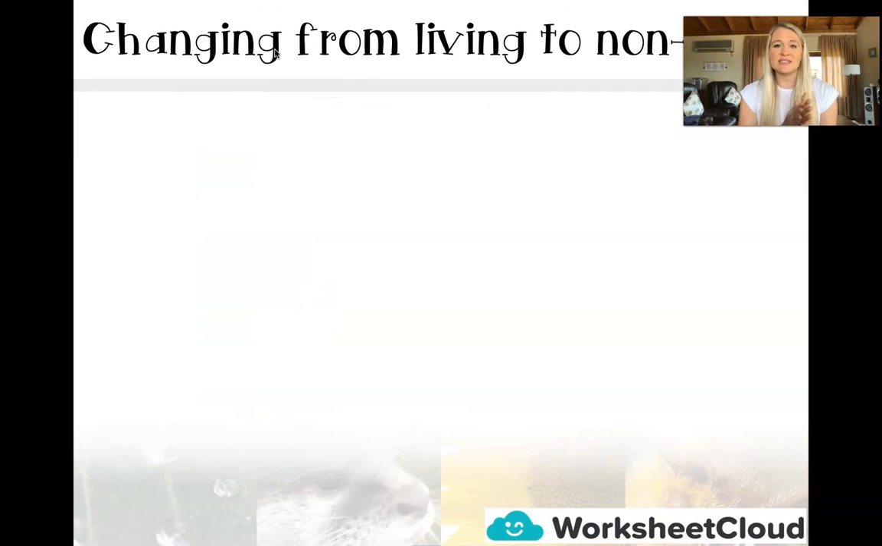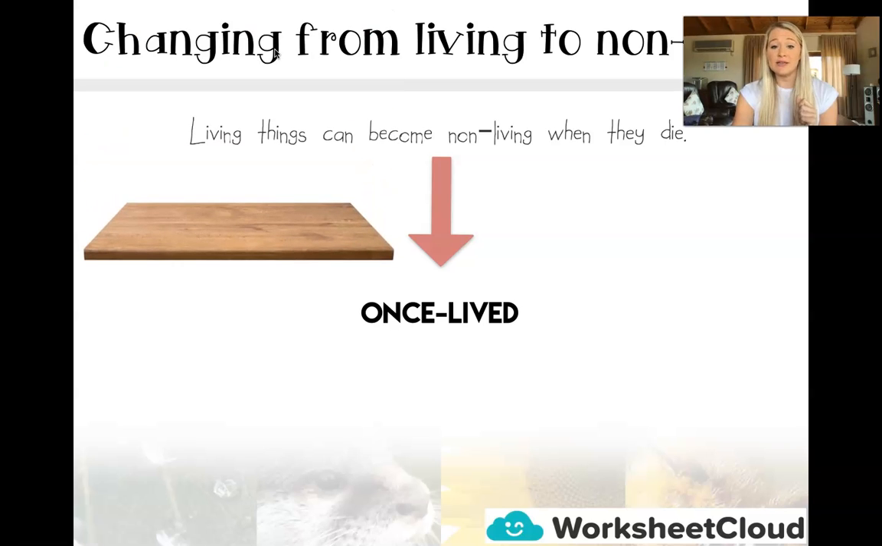Now, the other question that some children usually ask is, Ms. Kuhn, how do we get from living to non-living? If we look at certain things and we classify, but this organism was once alive, what category do we put it in? So let's have a look. Living things can become non-living when they die. So something that was once alive, after it dies, we then classify as non-living. But more specifically, we say that it is once lived, which means it is what was once alive.